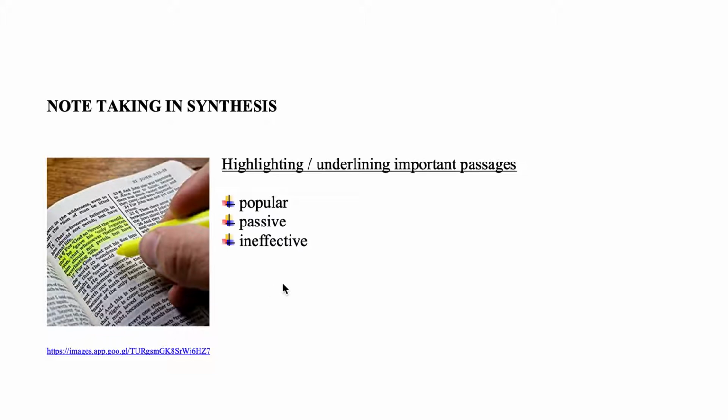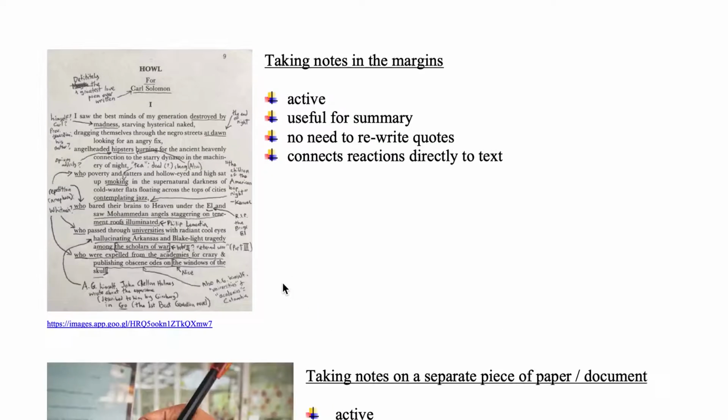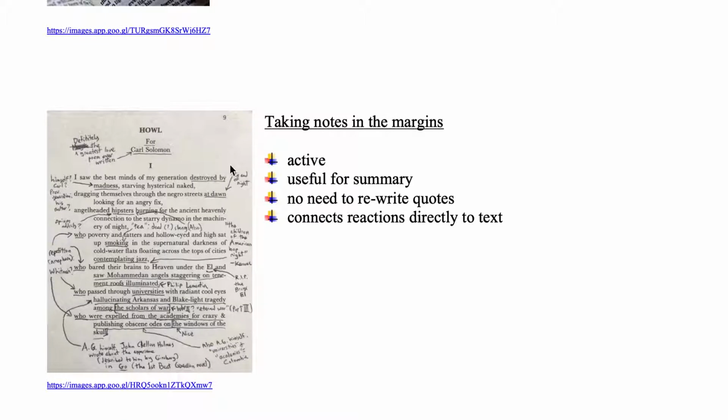There's other ways to take notes, right? You can take notes in the margin, like you see here on this poem. Unlike highlighting, this is active, because you have to actually do something. You've got to write the note. And if you're doing summary writing, this can be pretty useful. If the only thing I'm writing about is Howl, this poem Howl, then this can be pretty effective. Like maybe there's a quote in here I want. Well, I don't have to go and rewrite the quote, and I can connect my reaction directly to the quote, and it's all in one place.